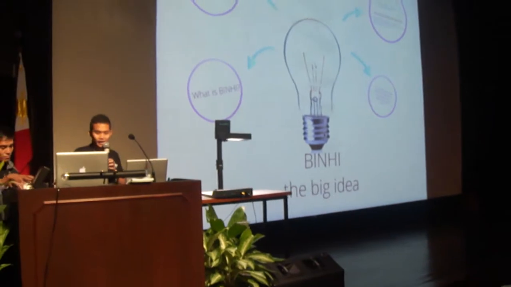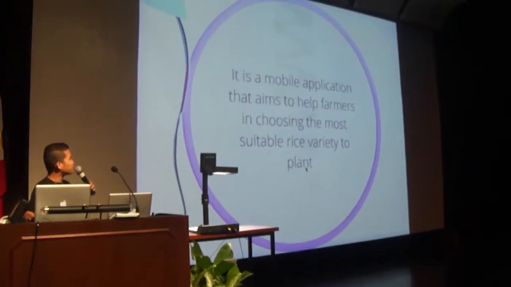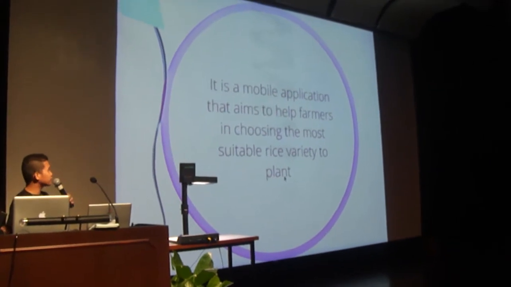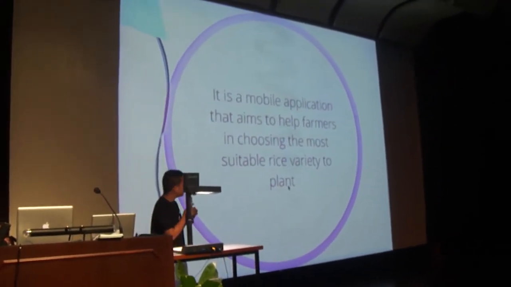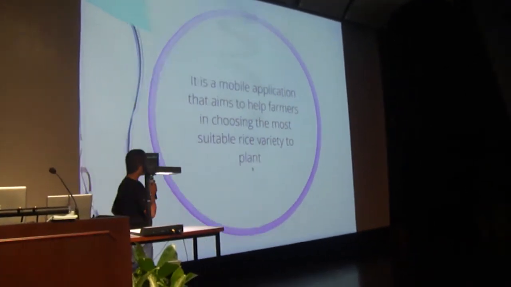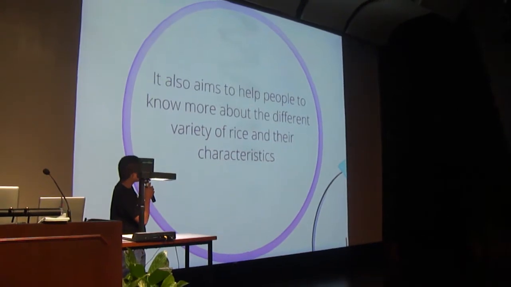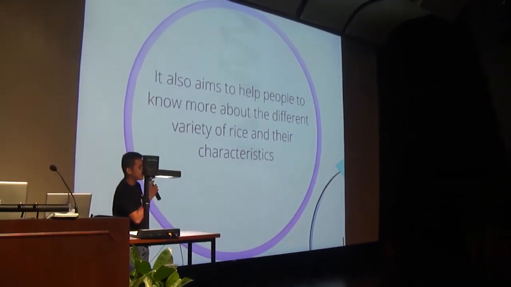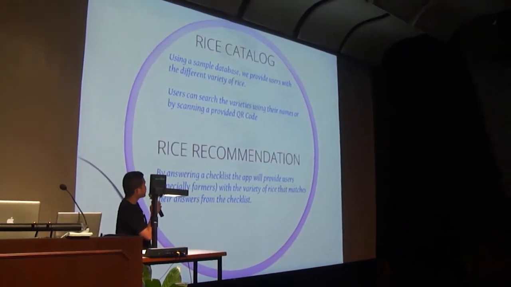So what is Binhi? Binhi is a mobile application that aims to help farmers in choosing the most suitable rice variety to plant. And also, it aims to help people to know more about the different varieties of rice and their characteristics. So what are the main features of this application?